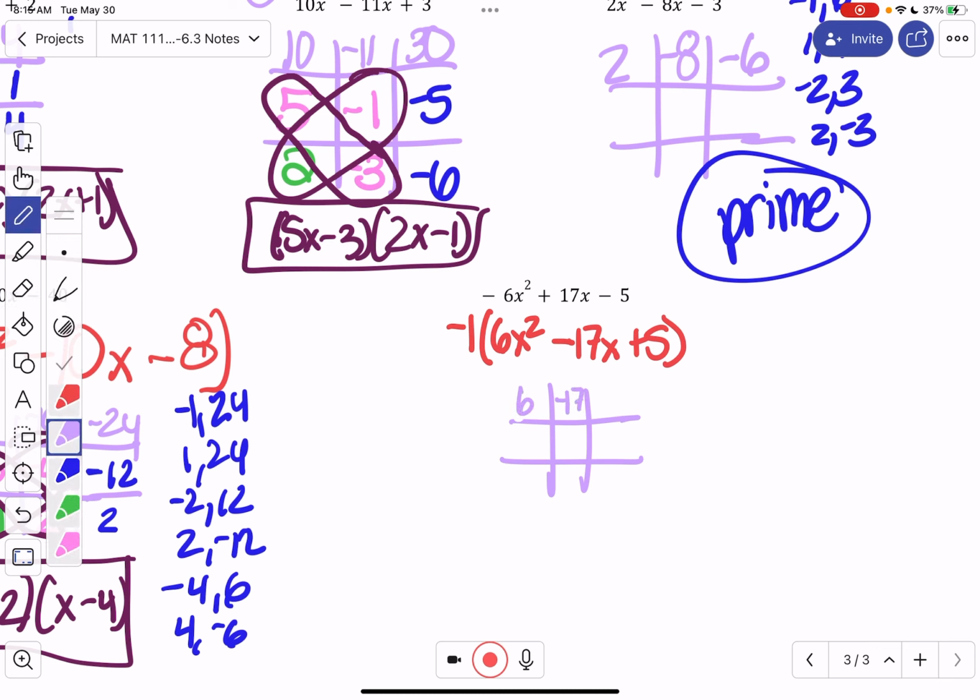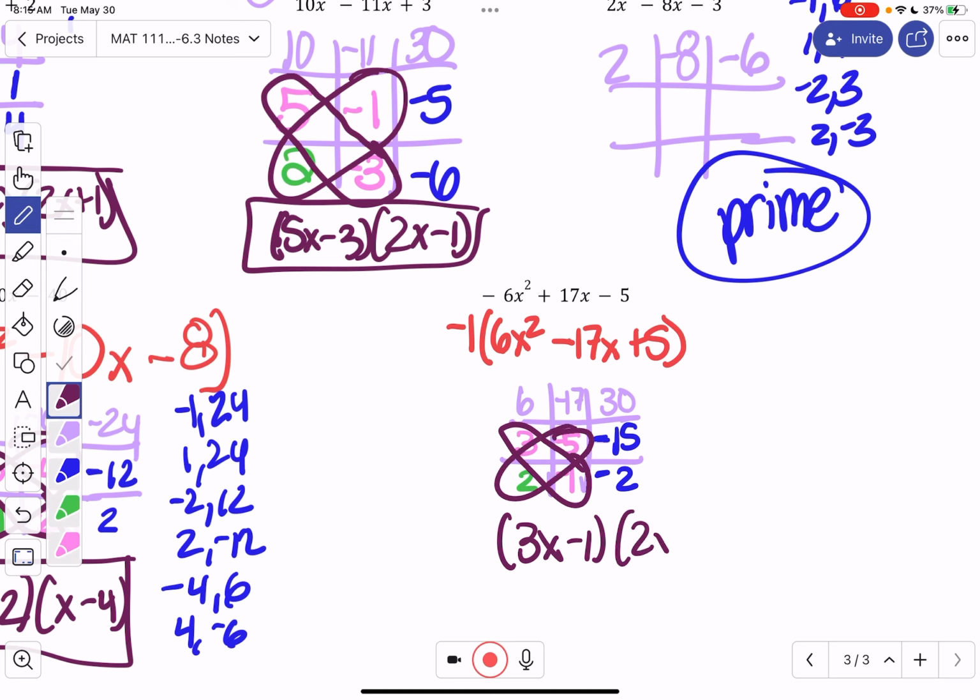A, B, A times C. This would be -15 and -2. Greatest common factor is 2. Multiply up, multiply across, circle and write. 3x minus 1, 2x minus 5.